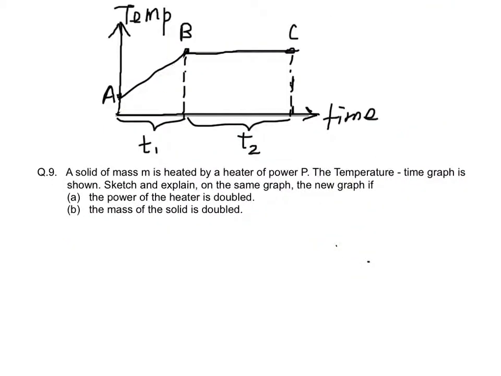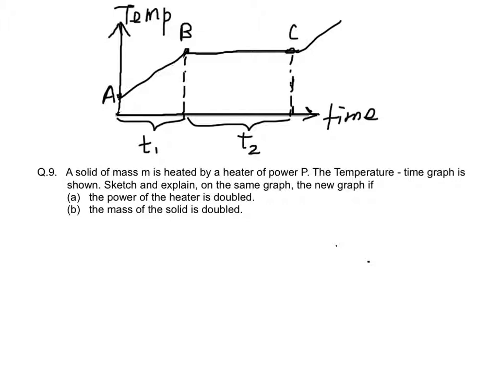Question number 9. A solid of mass m is heated by a heater of power P. The temperature-time graph is shown. Sketch and explain on the same graph the new graph if A, the power of the heater is doubled, B, the mass of the solid is doubled.